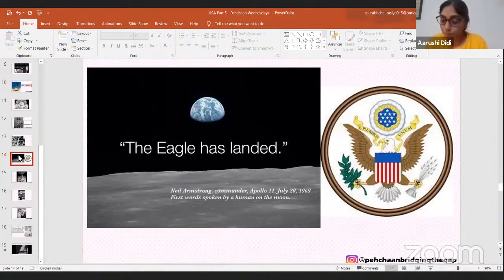So he did that. And as Neil Armstrong landed, he said the words, "Eagle has landed." But what do you mean by "Eagle has landed"? On the right hand side, do you see a circle? Do you see an eagle there? Right? That is an important US emblem. It is what the US wants to be, it's their representation.